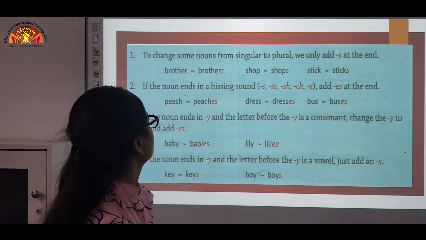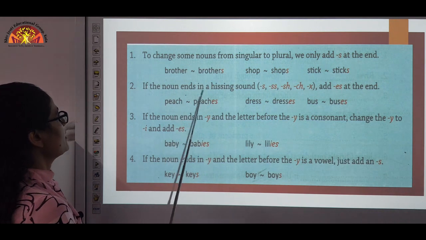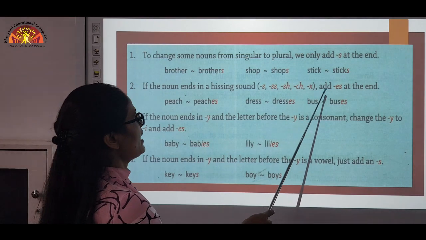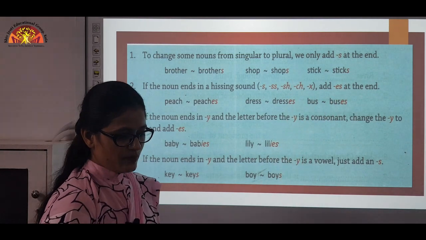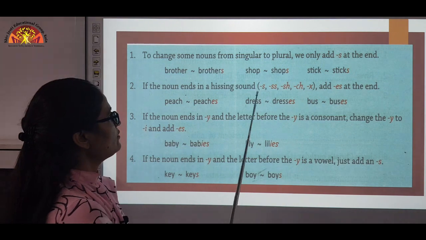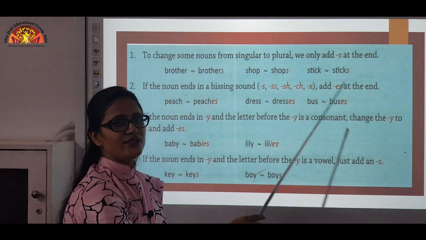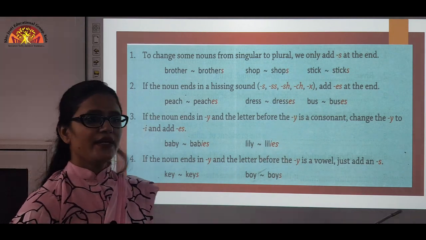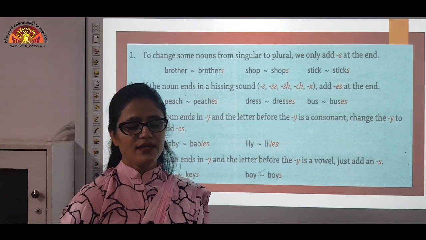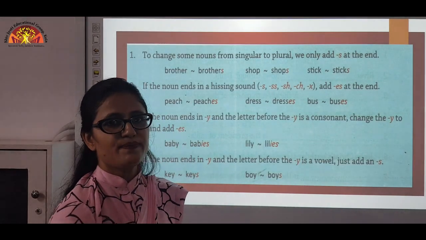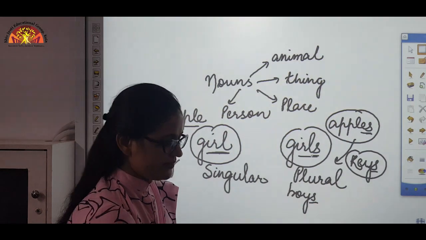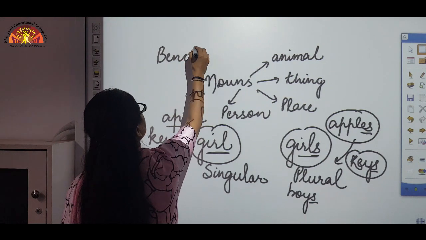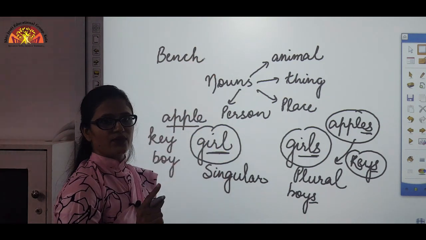Let's see further. If the noun ends in a hissing sound, s, double s, sh, ch, x, add es at the end of it. Suppose if my word ends with any of these, then you have to add es to them if you want to convert them into plural noun. For example, in your classroom there are many benches, right? If I am talking about a single bench, the spelling will be B-E-N-C-H. You can see I have written B-E-N-C-H. This is singular noun, right?